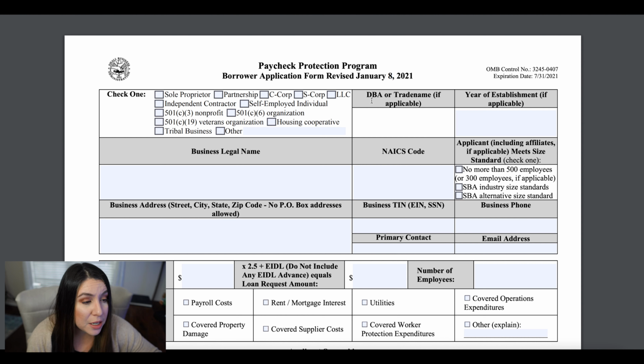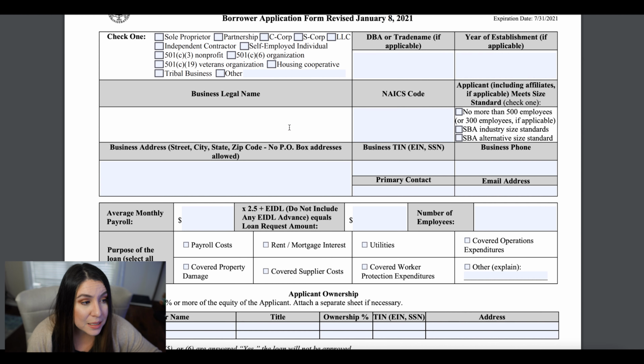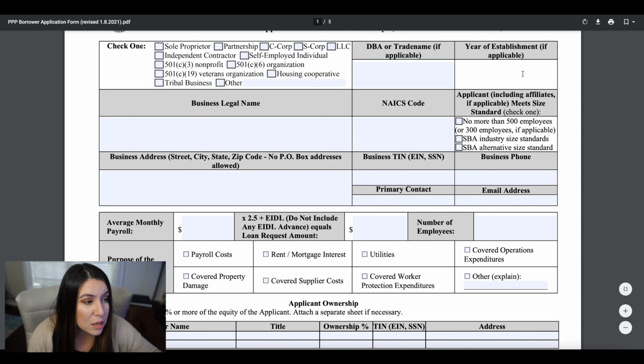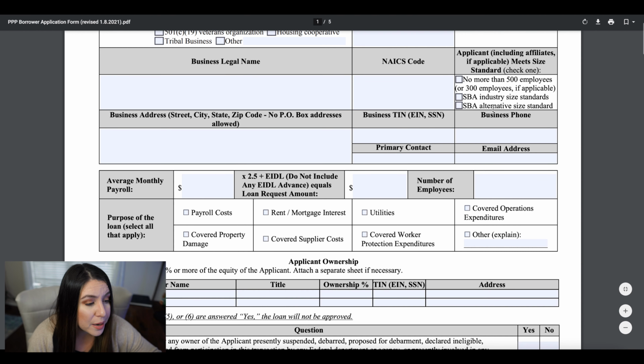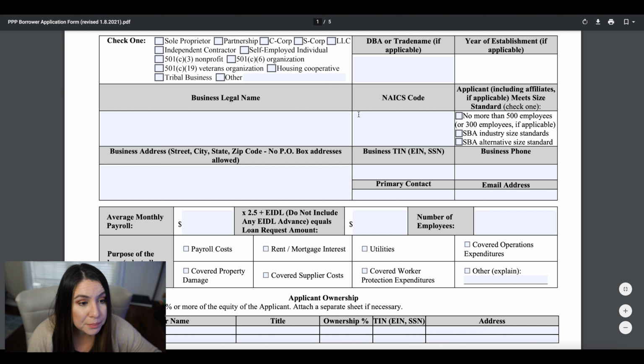In this box here, if your business has a DBA or a trade name, you would put that there. And then the year of establishment, if it's applicable. Your business legal name, and I believe this year of establishment is not applicable to sole proprietors. I'll double check that. Business legal name goes here, NAICS code.